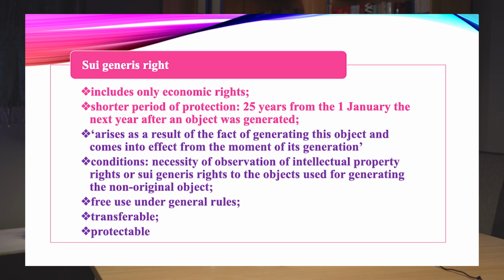According to Article 33 of the Law of Ukraine on Copyright and Related Rights, the sui generis right to a non-original computer-generated object arises as a result of the fact of generating this object and comes into effect from the moment of its generation. As a condition of obtaining the sui generis rights, the legislation quite clearly establishes the necessity of observation of intellectual property rights or sui generis rights to the objects used for generating the new non-original object. Along with that, non-original computer-generated objects can be used free under general rules. Sui generis rights are transferable and protectable.